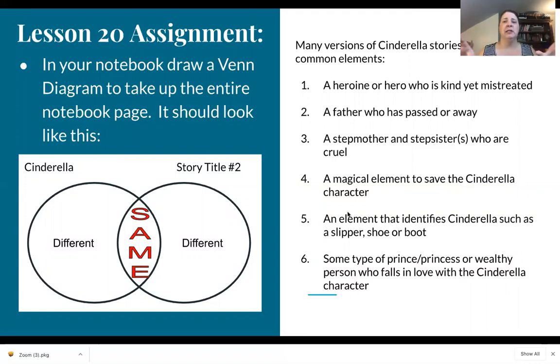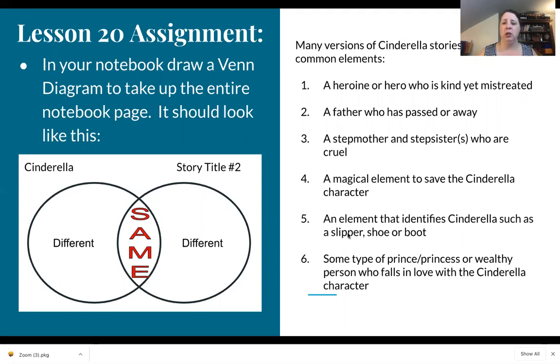And then your settings are going to be very different. Maybe the way that the fairy godmother intervenes, and is it a fairy godmother or is it something other? And is there a glass slipper? Probably not. There's probably some kind of other shoe that will identify the Cinderella character as the hero, which is the male version, or the heroine, the female version of a hero. So those are your assignments for this week.